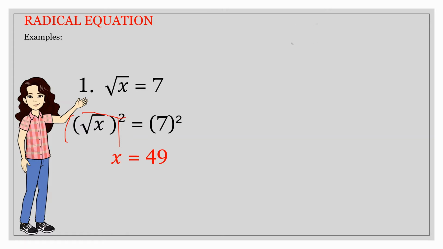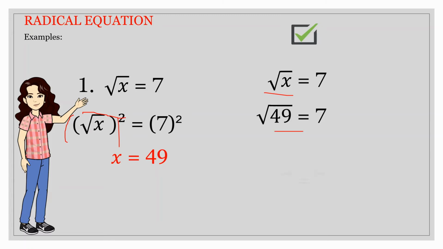After we solve that, we need to check if the solution is correct. So our given is square root of x is equal to 7. So substitute the value of x, and that is 49. So the square root of 49 is 7, is equal to 7. So check, this is correct.